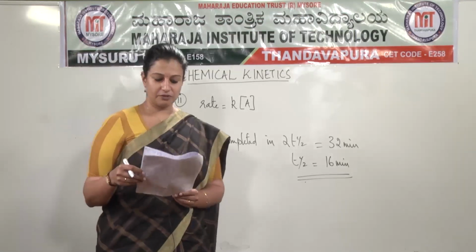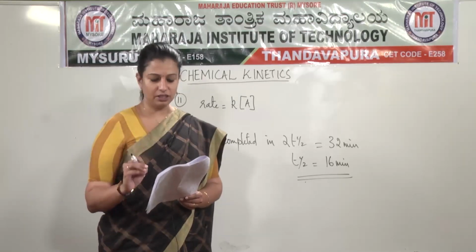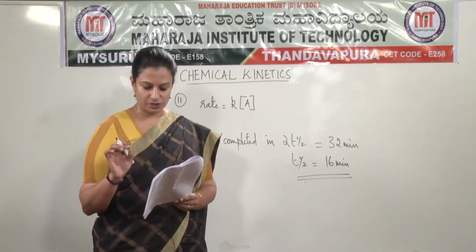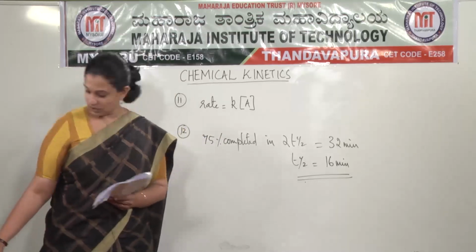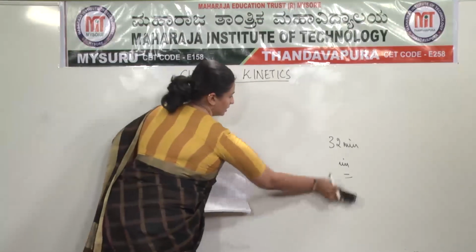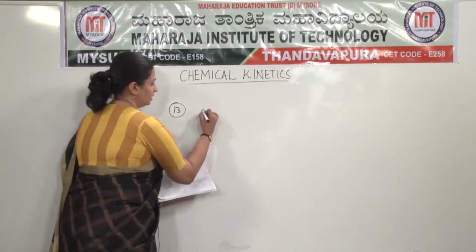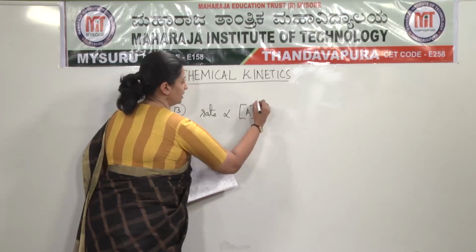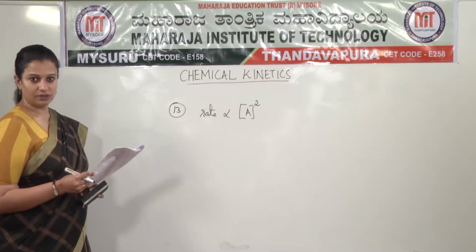The conversion of A giving B follows second order kinetics. They have told you in question number 13 that the reaction is a second order reaction. Doubling the concentration of A will increase the rate of formation of B by a factor of. So writing a second order rate expression, the rate is directly proportional to concentration of A raised to 2, it having been given that it is already a second order reaction.